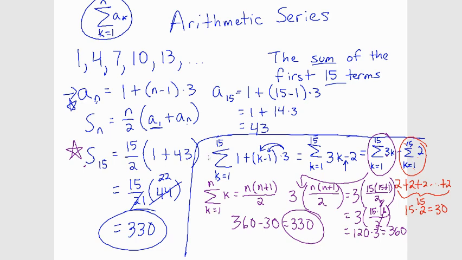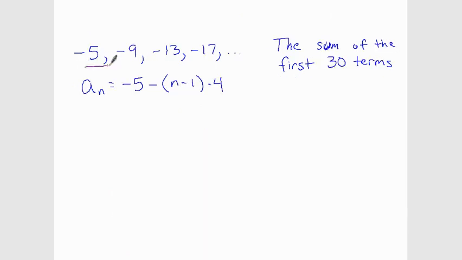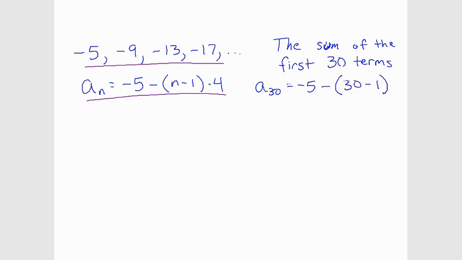All right, let's go ahead and do one more example. Again, I've got the sequence and I've got the formula written down, and we want to find the sum of the first 30 terms. So let's start this by finding the 30th term of our sequence. So that'd be -5 minus 30 minus 1 times 4. And I found that it's easier computationally to just distribute before I combine these two terms together. Now, the trick is I also have to distribute this negative. Don't forget that. So -5 minus 30 times 4 is 120.